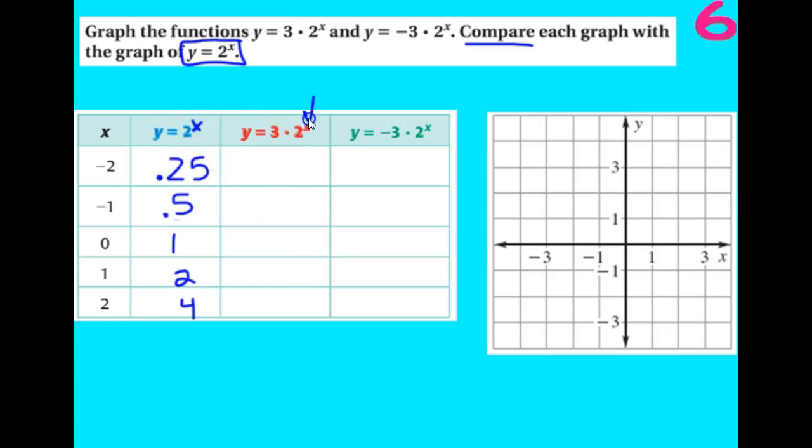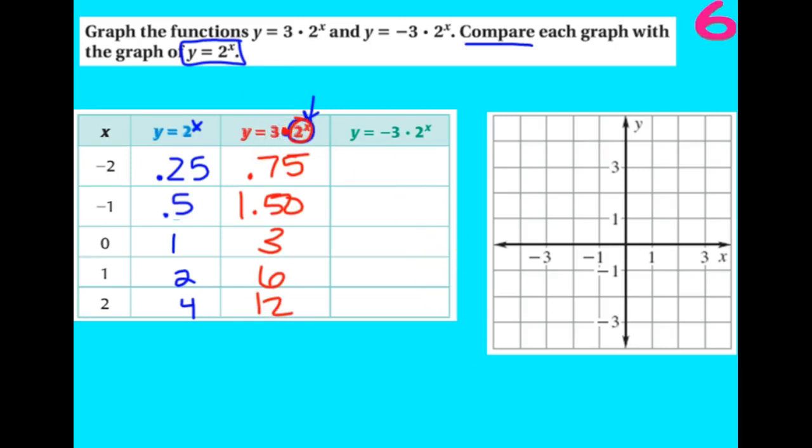But now we have the same exact thing, 2 to the power of x, and it's just multiplied by 3. So instead of plugging the same thing in multiple times, I'm just going to take this column and multiply it by 3. So 0.25, or a quarter, 3 times would be 0.75. 50 cents 3 times would be $1.50. 1 times 3 would give us 3. 2 times 3 is 6. And 4 times 3 is 12. All I'm doing is taking what I have from the first column, 2 to the x, and multiplying it by 3.